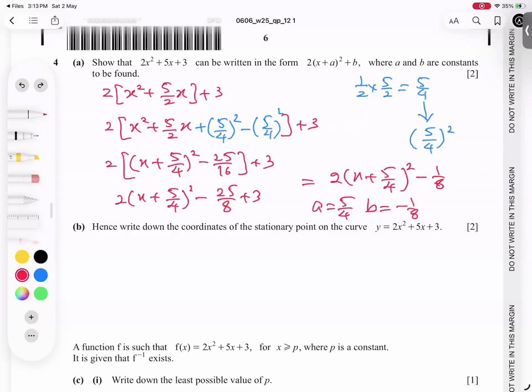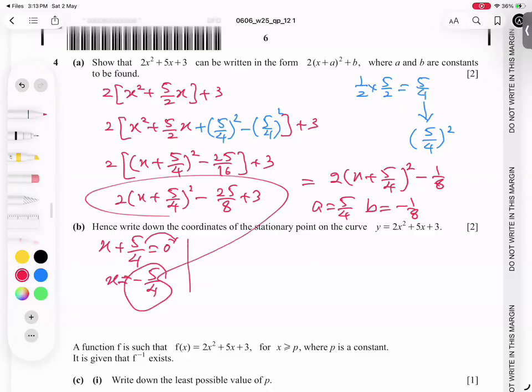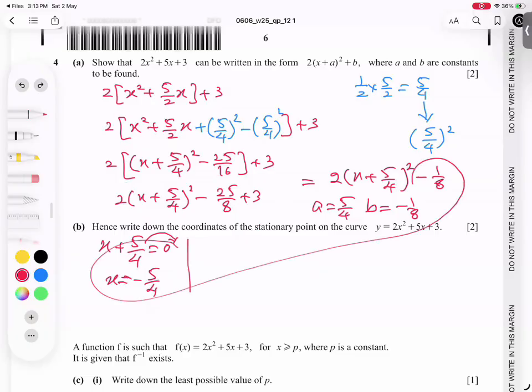Write down the coordinates of the stationary point. Whenever we look for the coordinates of a stationary point, what we always do is put the term under power 2 equal to 0. So when I put it equal to 0, students, it goes on the other side, and the x value is negative 5 upon 4. How to get the y value? Either you plug this value into the equation of the curve, or the outside number is the y coordinate. So the y coordinate is directly negative 1 over 8.